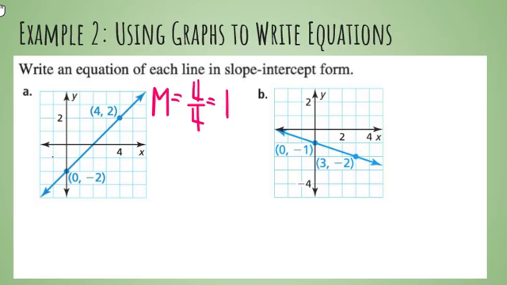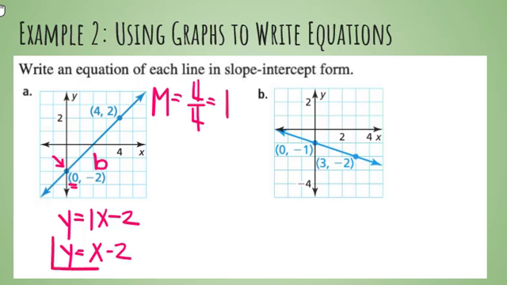Then this point that I'm given is my y-intercept. So this is my b value. So anytime I have an x value of 0, this is your y-intercept, which is also your b value. So our equation here is y equals 1x minus 2. And again, you don't need that 1 in front of the x. You can write your equation as y equals x minus 2. So here's our answer to the first problem.